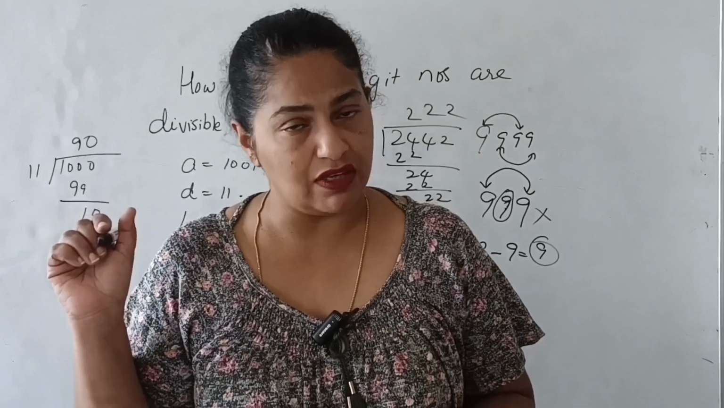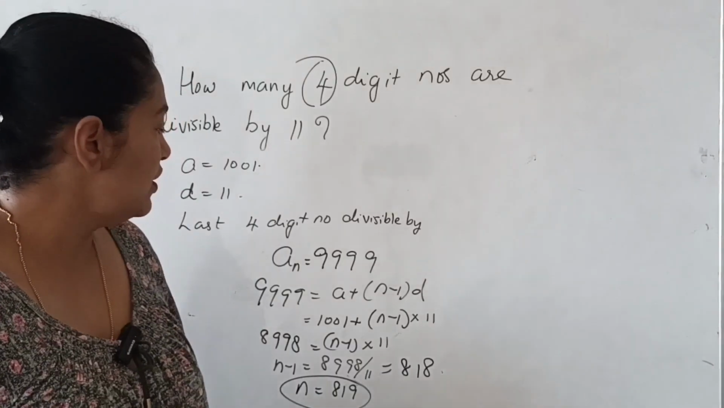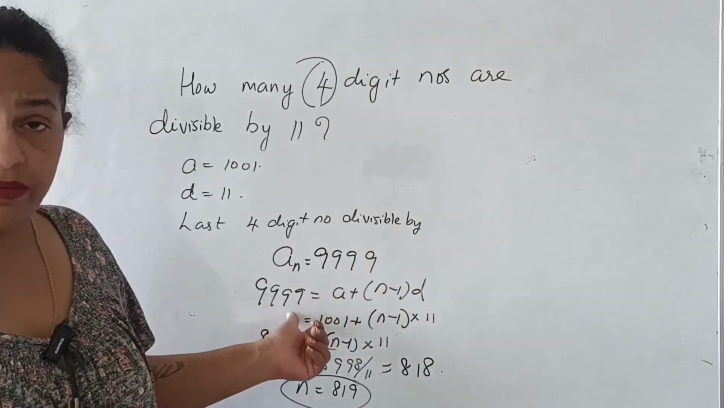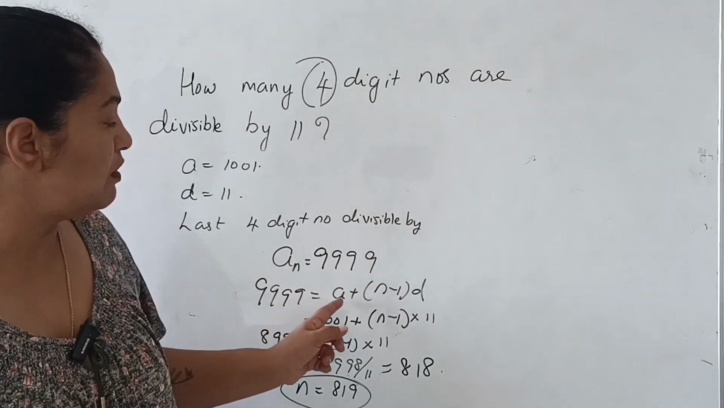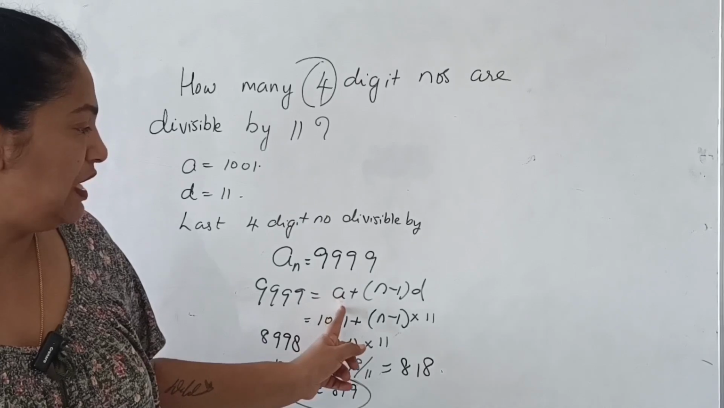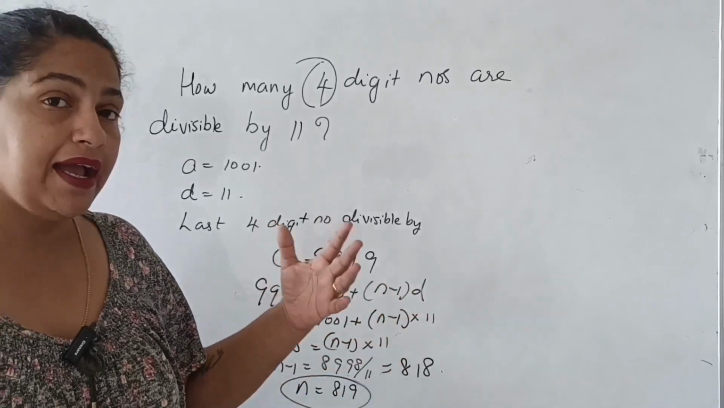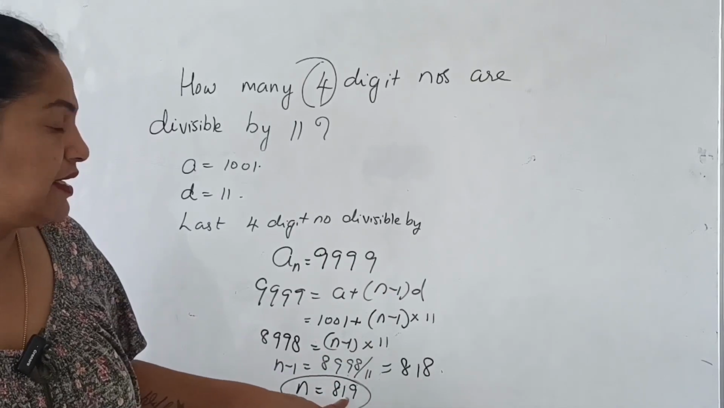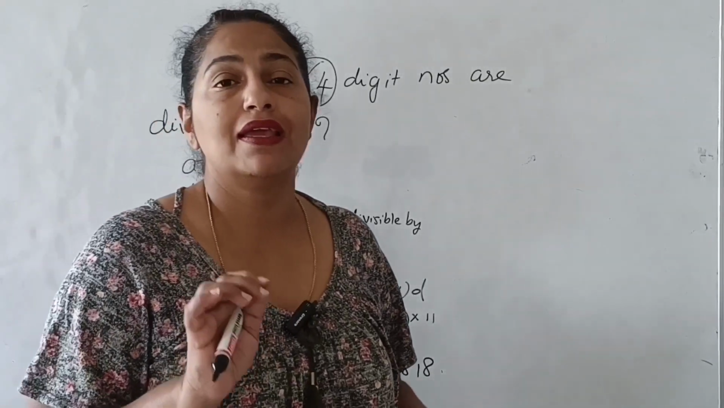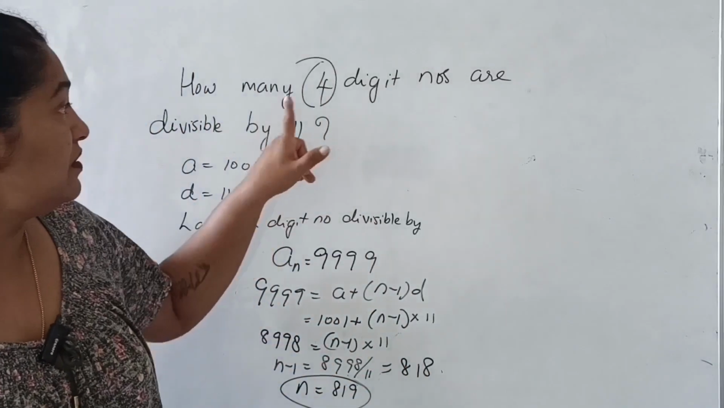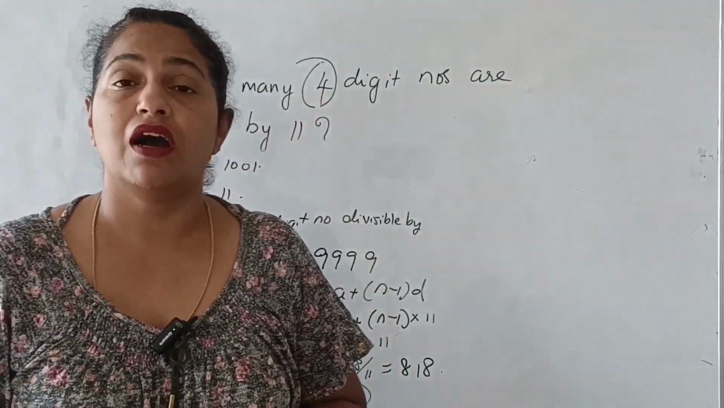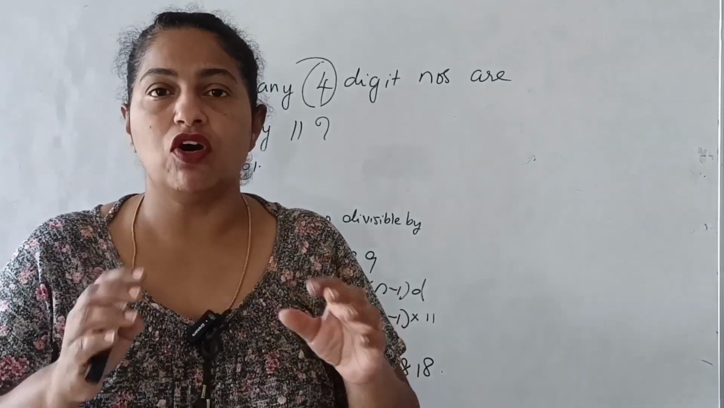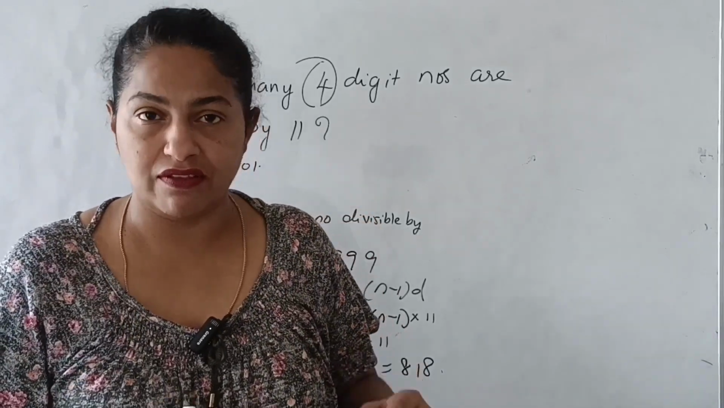So now let us move on with our sum. Since we got the nth term as 9999, I am substituting it in the formula. an is equal to a plus n minus 1 d, substituting the values of a and d over here and solving it in order to find the value of n. I am getting 819, which means there are 819 numbers of 4 digits which are divisible by 11. Okay, I hope you have got a proper understanding of this type of sum.